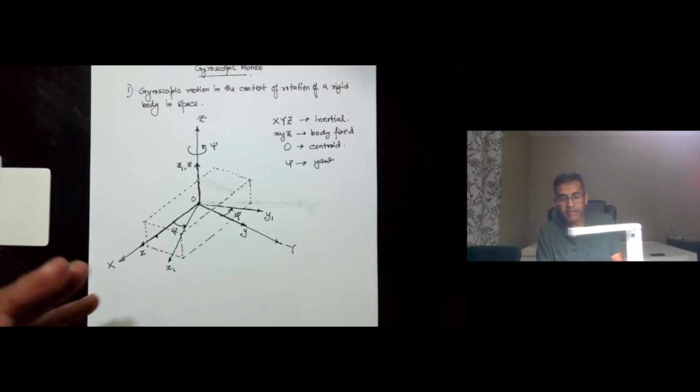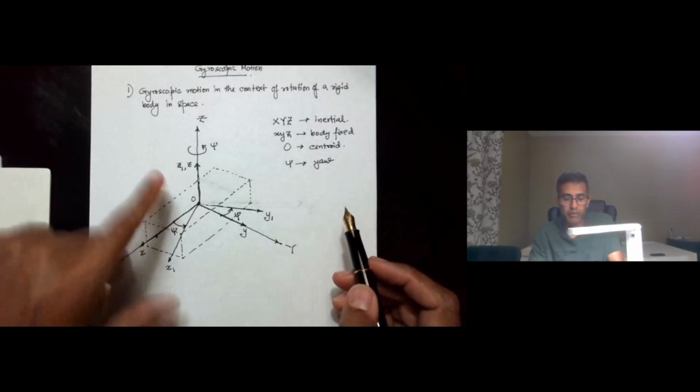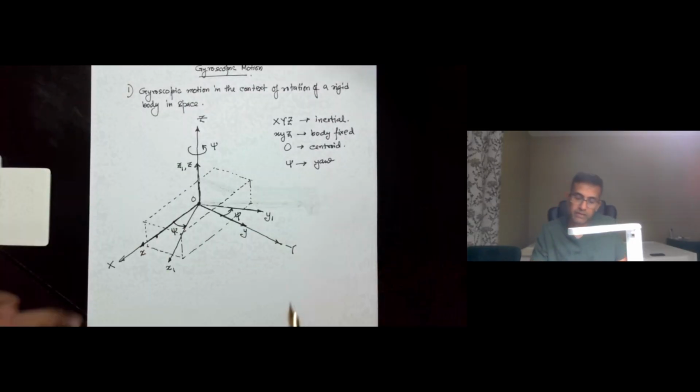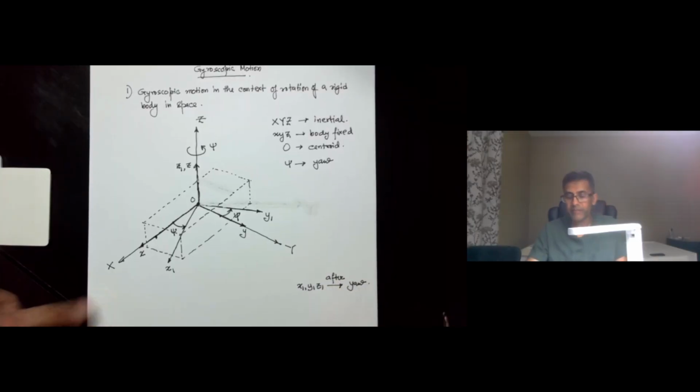And so what happens when this rotation happens is that the whole rigid body turns, because x, y, z, or x1, y1, z1, these are all body fixed. So x1, y1, z1 is after yaw. Okay.